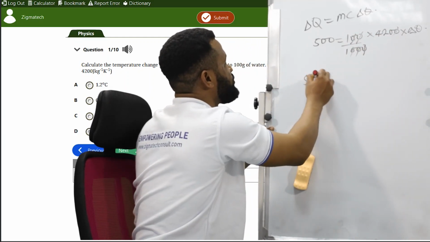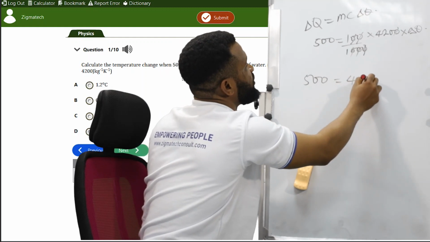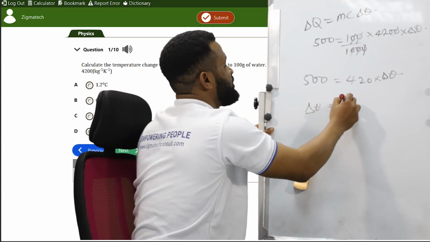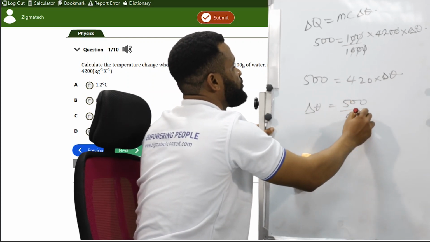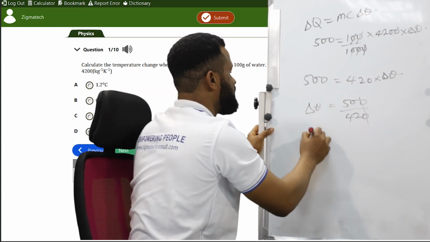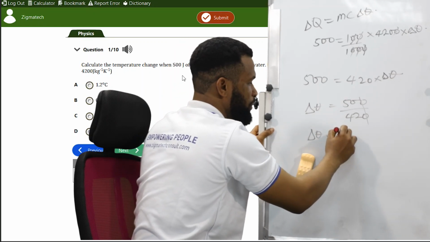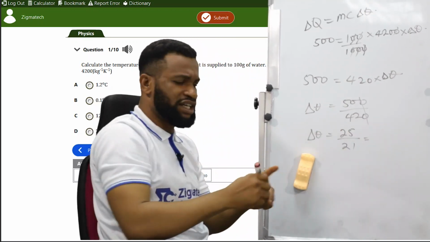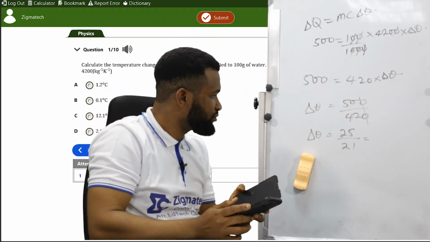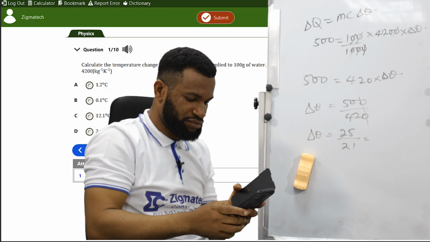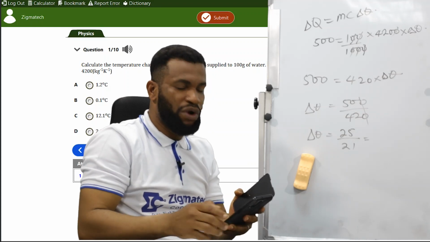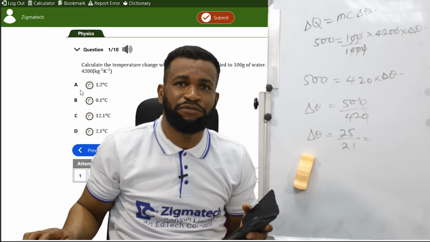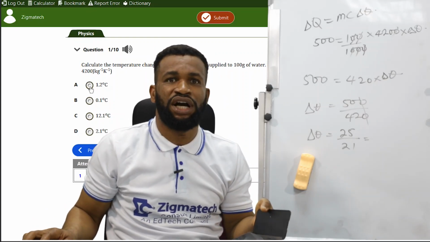I will have 500 is equal to 420 times change in temperature. So change in temperature is 500 divided by 420. So we have that change in temperature is 25 over 21, and that is going to be 1.19. So 1.19 is approximately 1.2, and that is option A.